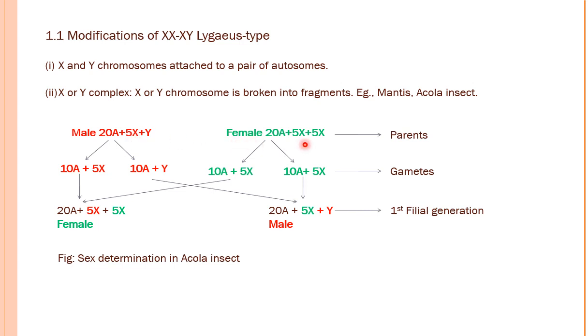In case of female, there are 20 autosomes and 5X plus 5X. Male produces two types of gametes, 10A plus 5X and 10A plus Y, and females produce same type of gametes. When there are 20 autosomes plus 5X plus 5X, it develops into a female, and if there are 20 autosomes, 5X plus Y, it develops into a male.